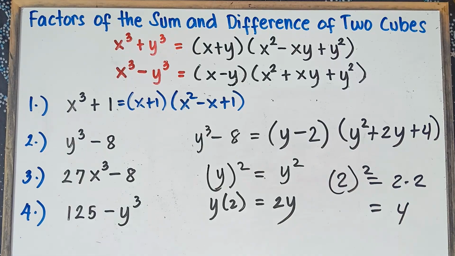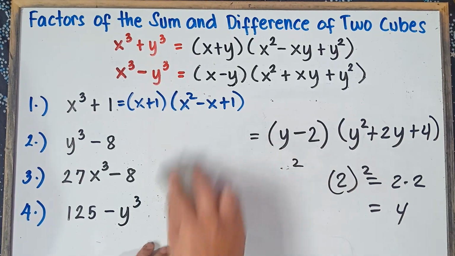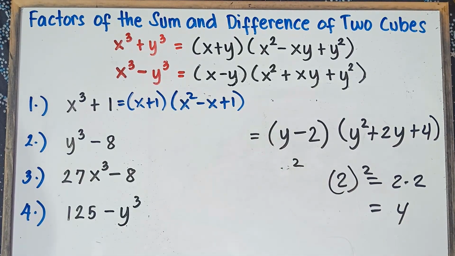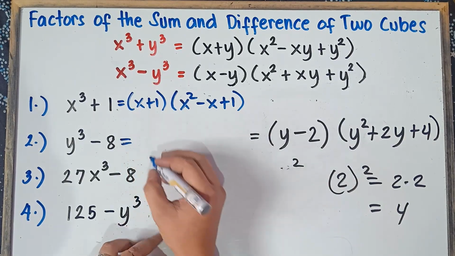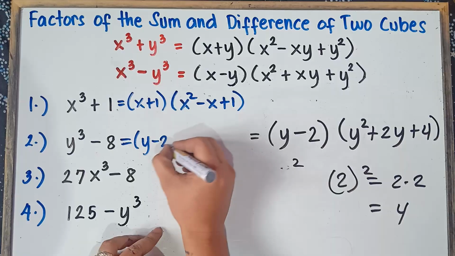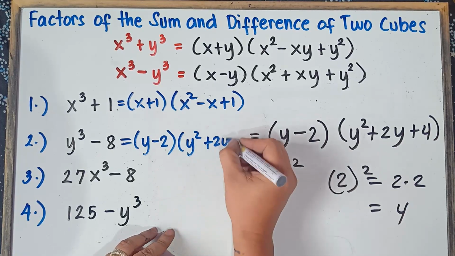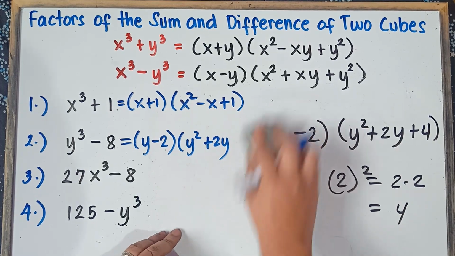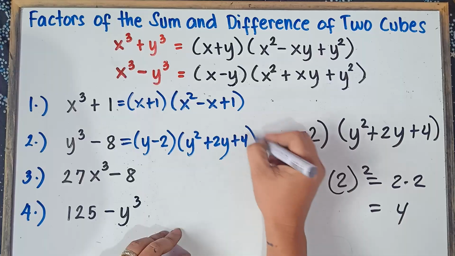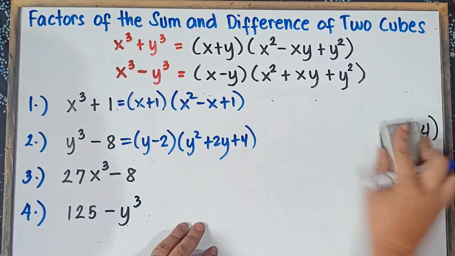Once again, class, I hope you're not confused. This will be our answer with regards to example number 2. If you have some questions, class, do not hesitate to ask. You put your question on the comment section down below. So y squared plus 2y plus 4. All set with regards to example number 2.